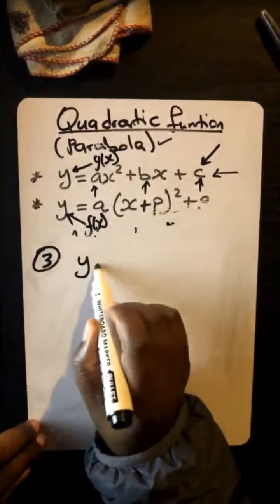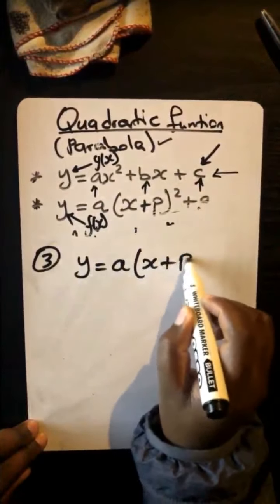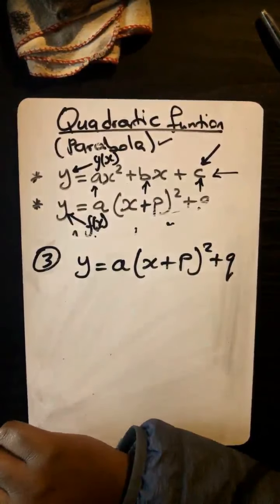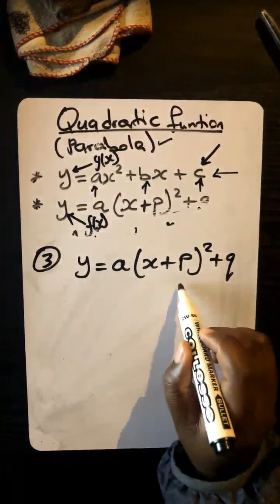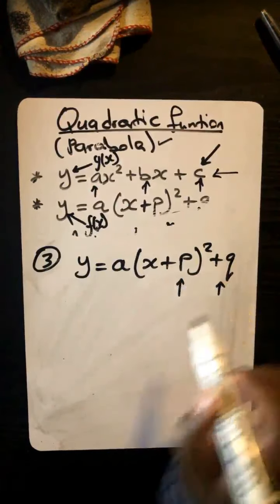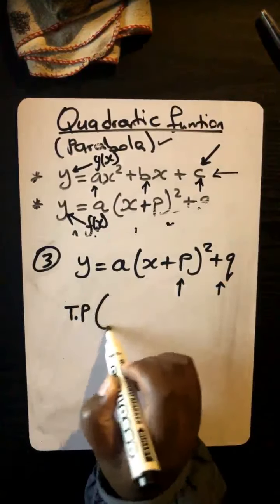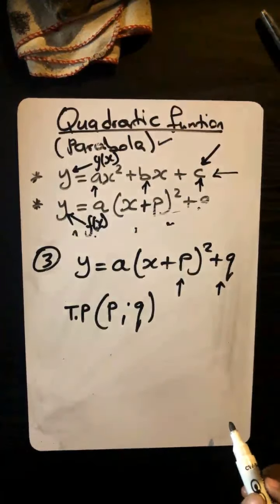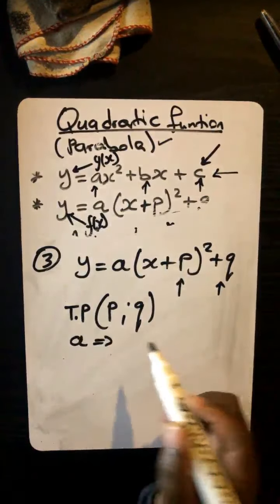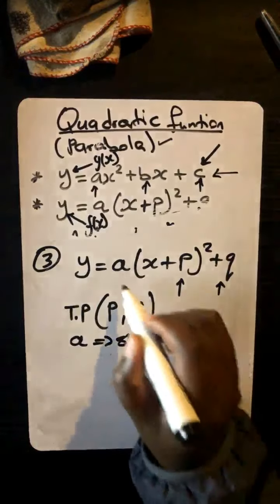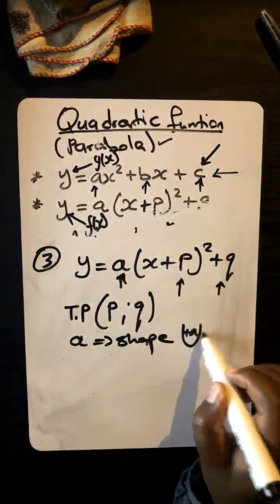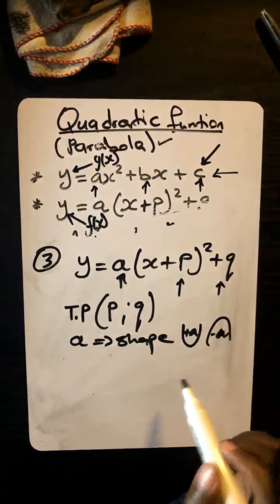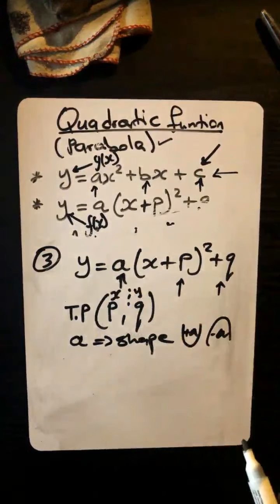Let me now explain this type of function where you've got y equals a(x plus p) squared plus q. In this case, guys, your p and your q represent the turning point. Your a value tells us about the shape, so it doesn't change. If it's a smile, it's positive a; if it's a frown, it's negative a. But p and q tell us more about the turning point. This is the x value of the turning point, and this is the y value of the turning point.